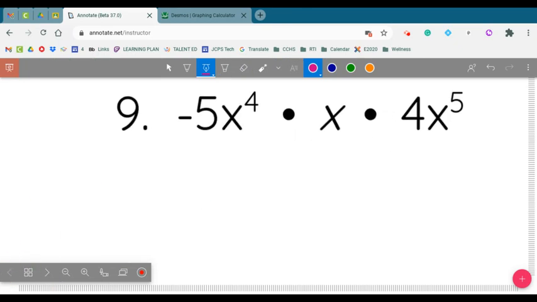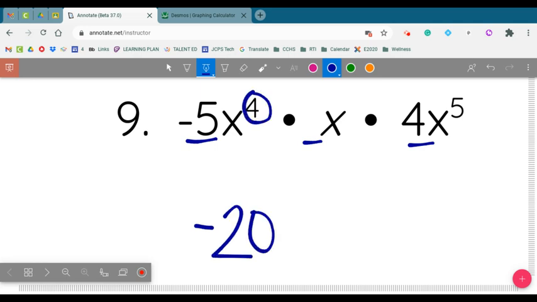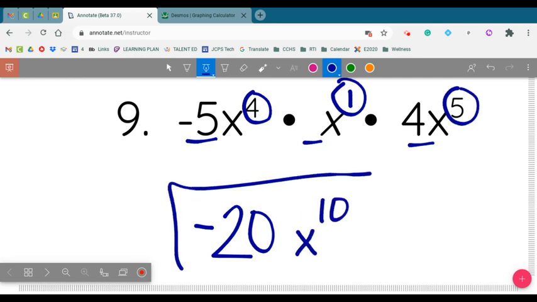Okay, last one. So we have to multiply our coefficients. So negative 5 times 1 times 4. It's going to give me negative 20. Then I have x to the 4th, x to the 1st. So don't forget about that 1. And then 5. So you're going to get x to the 10th because you have to add them together.